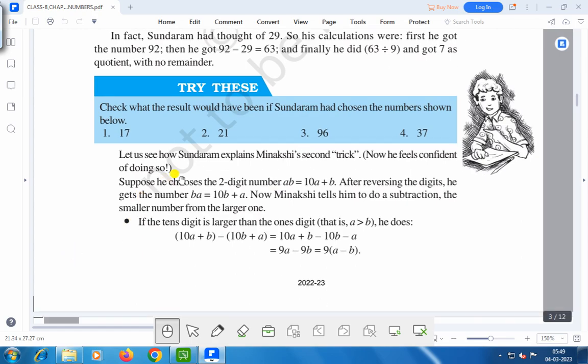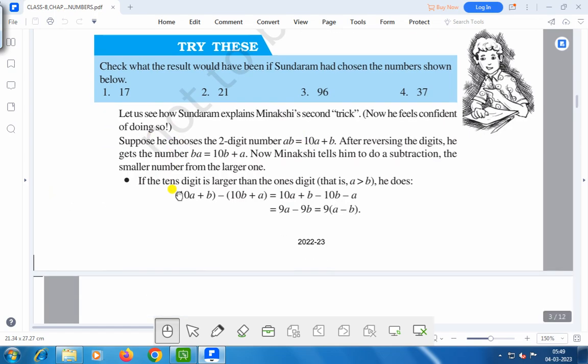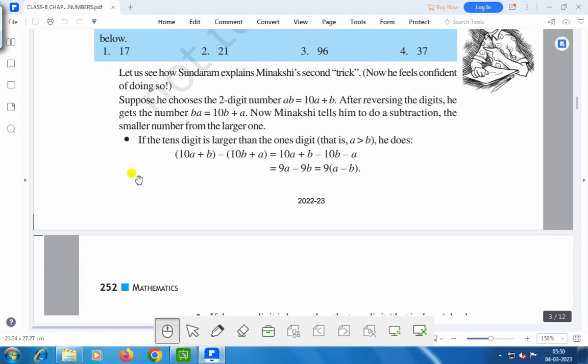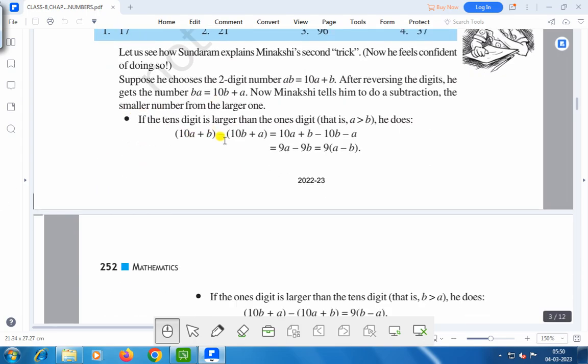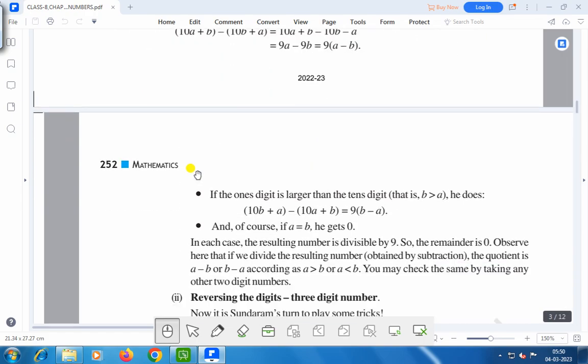Let us see how Sundaram explains Meenakshi's second trick, and now he feels confident of doing so. Suppose he chooses the two-digit number AB, 10A plus B. After reversing the digits, he gets the number BA, that is 10B plus A. So now Meenakshi tells him to do a subtraction, the smaller number from the larger one. That is 10A plus B minus 10B plus A, that is 10A plus B minus 10B minus A, or 9A minus 9B, 9 into A minus B.